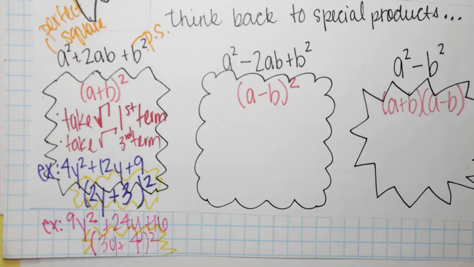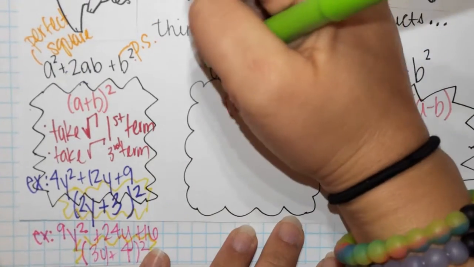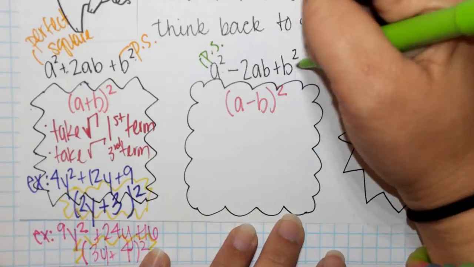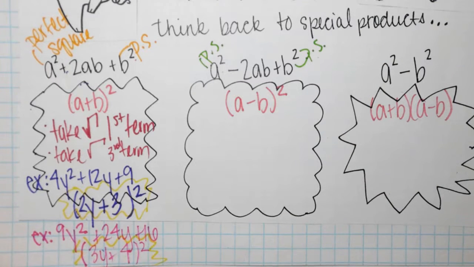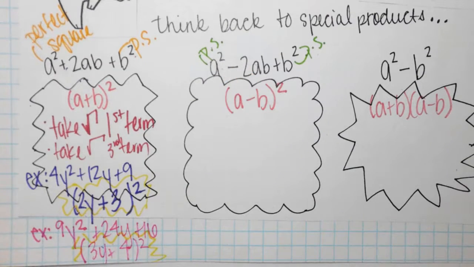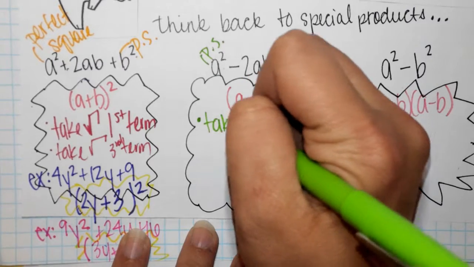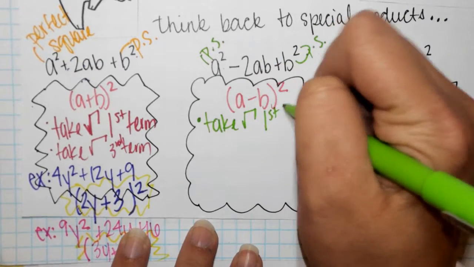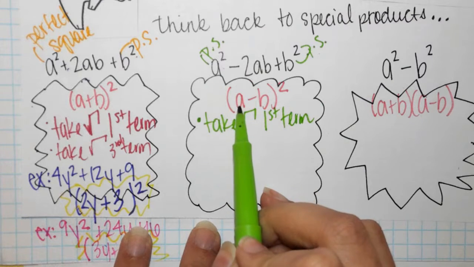We're going to get to it. Alright, so this one also has to be a perfect square. It is. They're both perfect squares, because they're a squared and b squared. Now, what's different about this one? Okay, so you still take the square root of the first term. What's the square root of a squared?